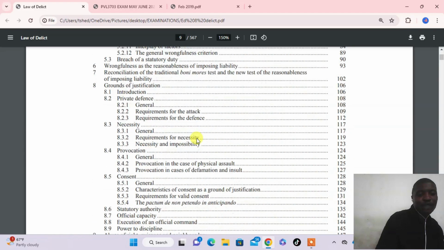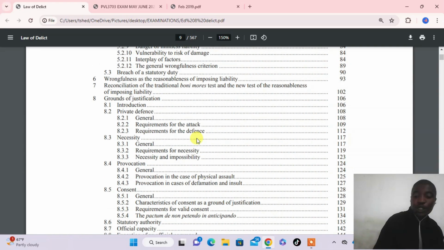So let's come to the defences of wrongfulness. I told you that this is just an overview of delict. Then we have private defence, necessity, provocation, and consent. Those are the grounds of justification. Number one, private defence. If you do not understand private defence, you must go and read CRW 2601. Necessity, you go and read CRW 2601. Provocation, you go and read 2601. And then consent, you still go and read 2601. So if you have not understood those grounds of justification, you go and read.